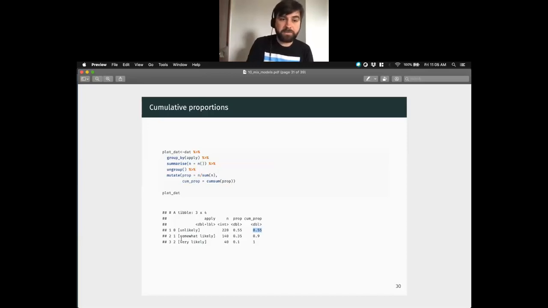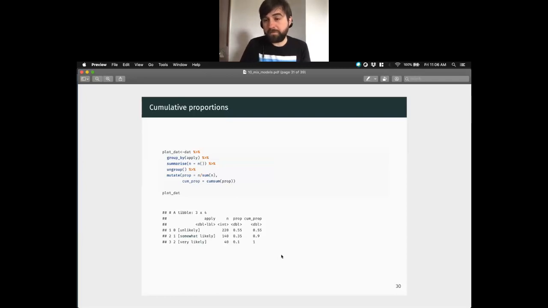Now let's move to somewhat likely. 35% of the sample says they're somewhat likely to apply to graduate school, right? But the cumulative proportion that say I'm either unlikely or somewhat likely is 90%, right? So now we actually already know how many are very likely to apply. Why? We don't even need to compute this final one, because you just subtract 100% minus what has already been captured. That's effectively the law of total probability, right?